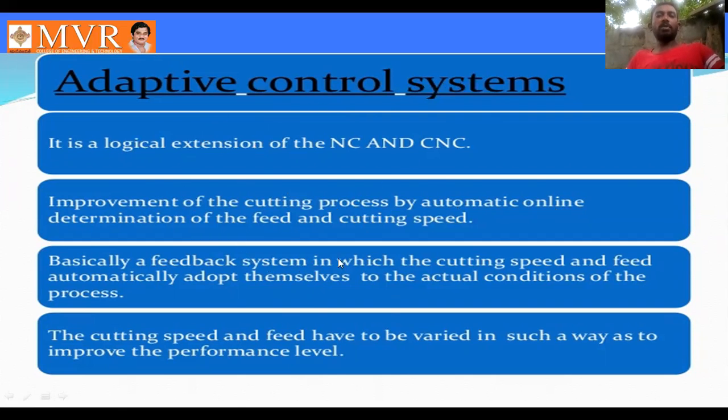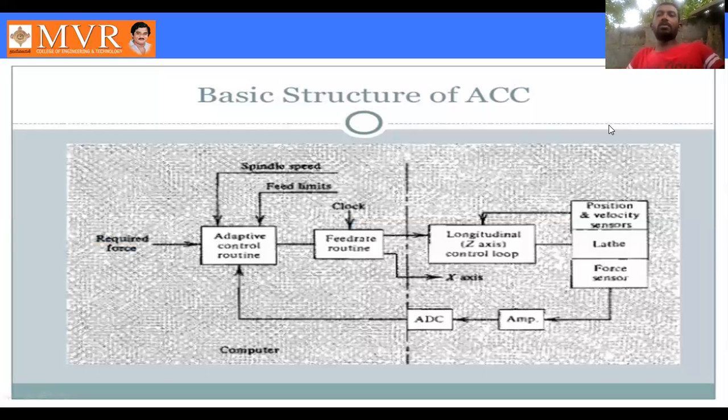Basically it is a feedback system in which cutting speed and feed automatically adapt themselves to the actual condition of the process. That is one of the major uses. Cutting speed and feed have to be varied in such a way that it improves the performance level. So this is a very important adaptive control system. See here, the basic structure of ACC, adaptive control systems.